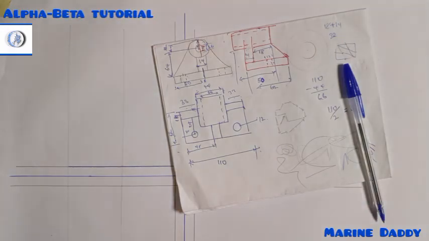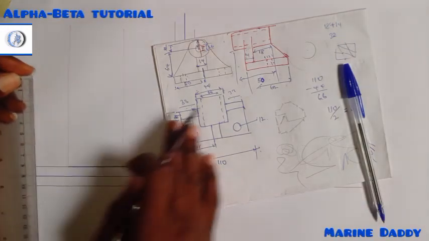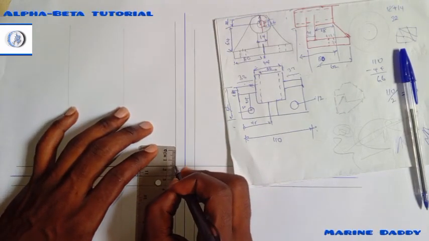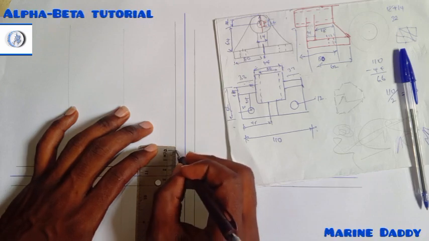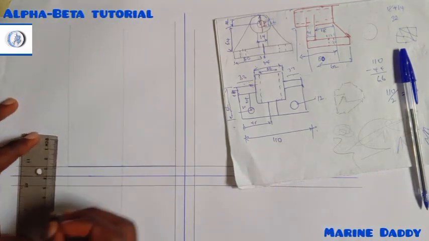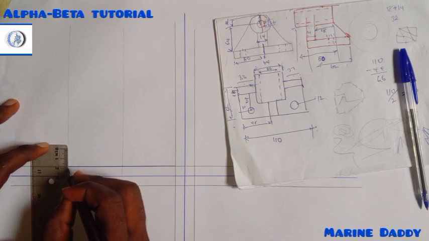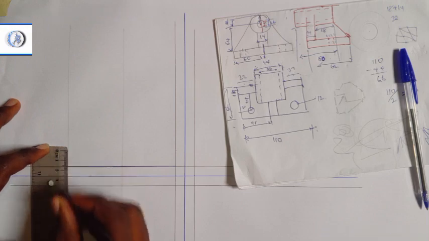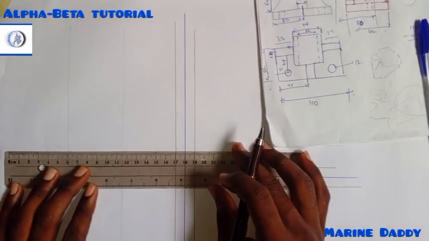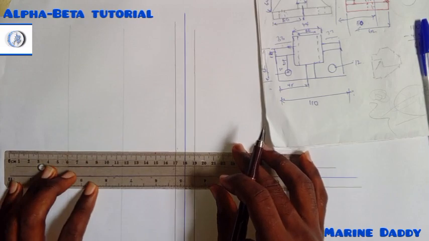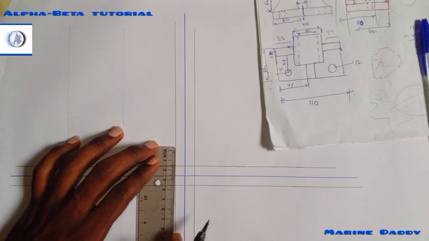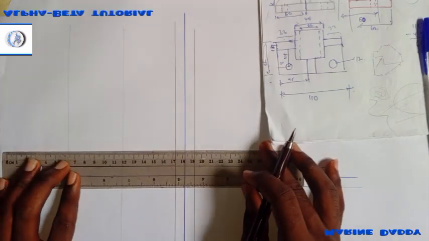Okay, now they said this part from this side to this place has a length of 16 millimeter. That's 1.6 centimeter. So I will do it 1.6. Come over to this side, 1.6 also. So I'll draw.